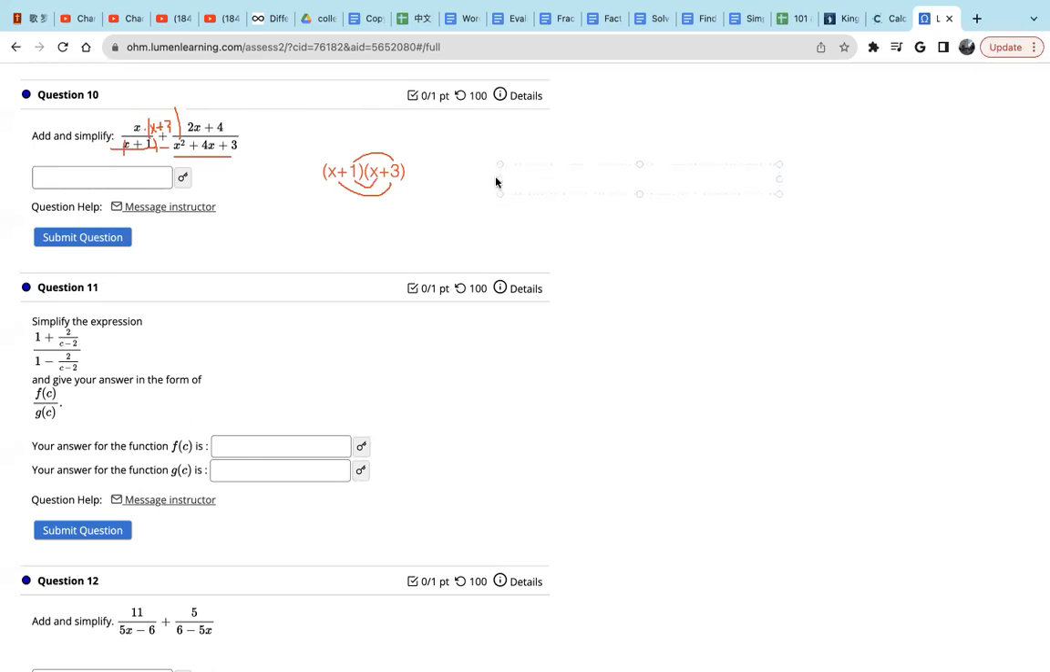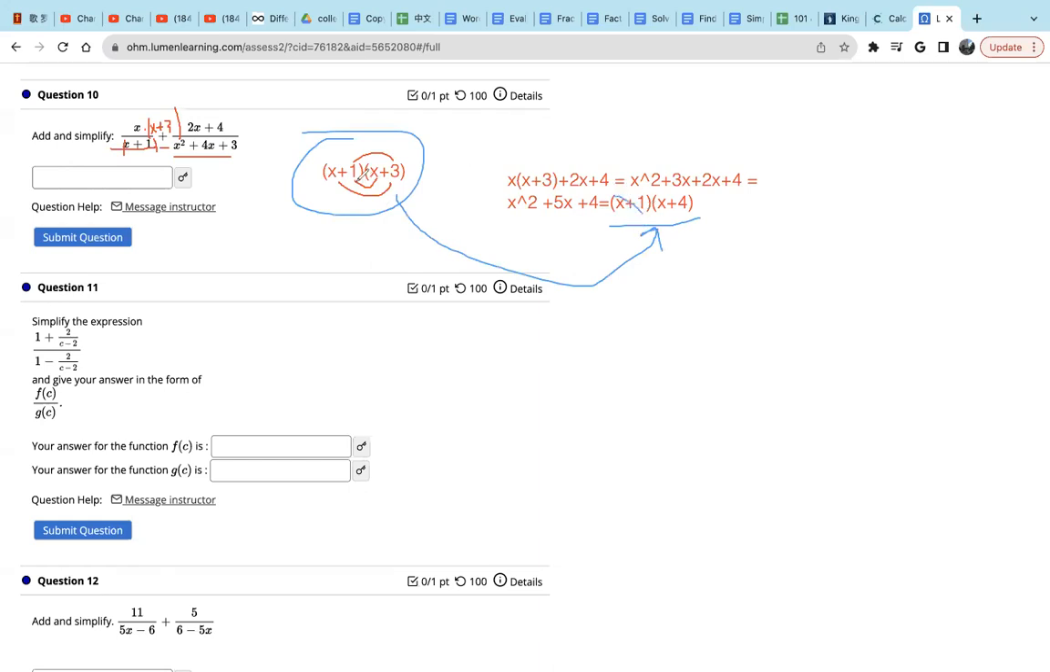Now, the numerator becomes x times x plus 3 plus 2x plus 4. We simplify, we have x squared, then 3x plus 2x plus 4. 3x plus 2x, that's 5x. So we get x squared plus 5x plus 4. Do you see that can be factored? That can be factored as x plus 1 times x plus 4. So the numerator becomes this now, and the denominator is just this, x plus 1. So we see we have x plus 1 over x plus 1. Then the answer should be x plus 4 divided by x plus 3.